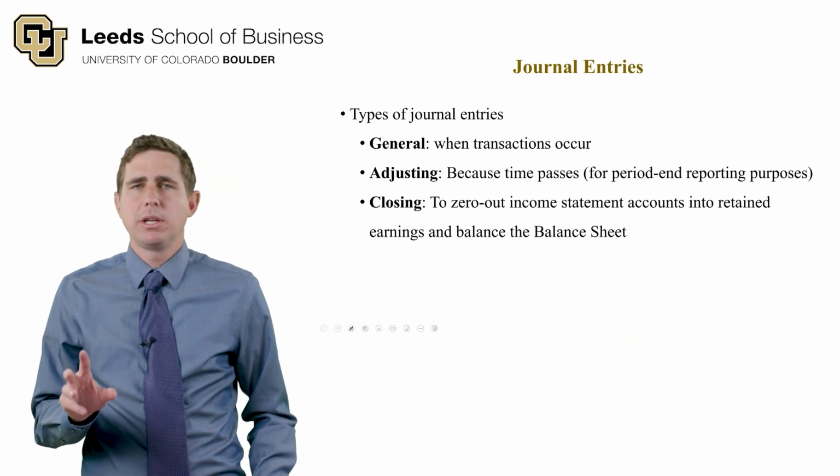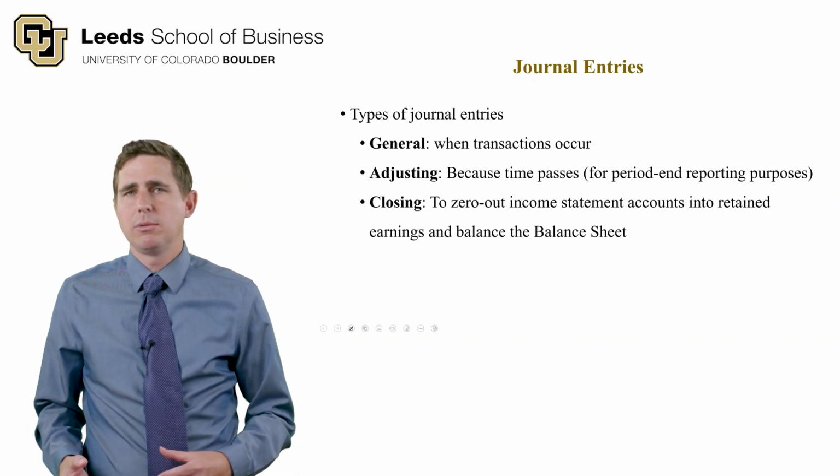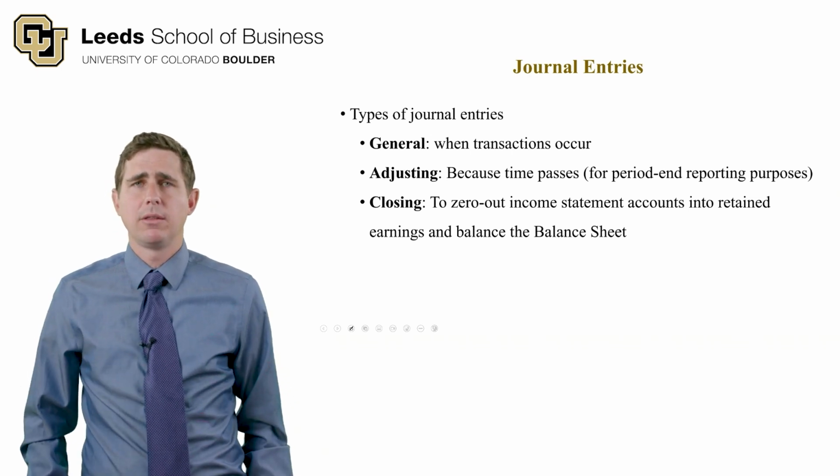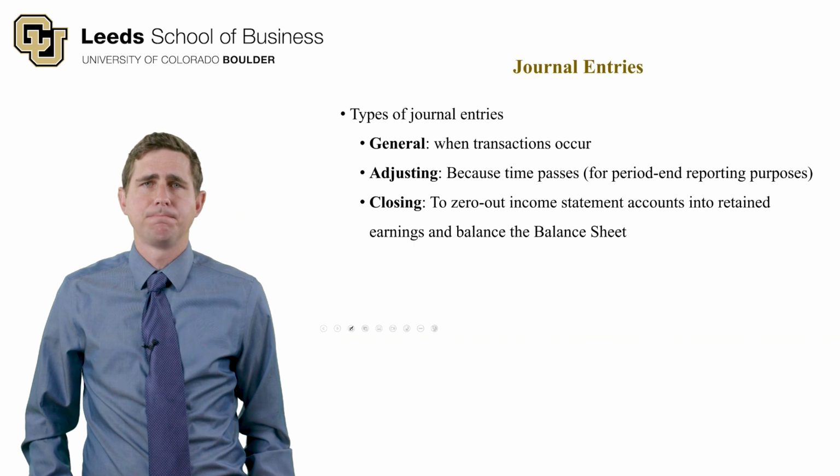The closing journal entry zeroes out income statement accounts into retained earnings to balance the balance sheet, and it's only performed once at the end of the year. That's the closing journal entry.